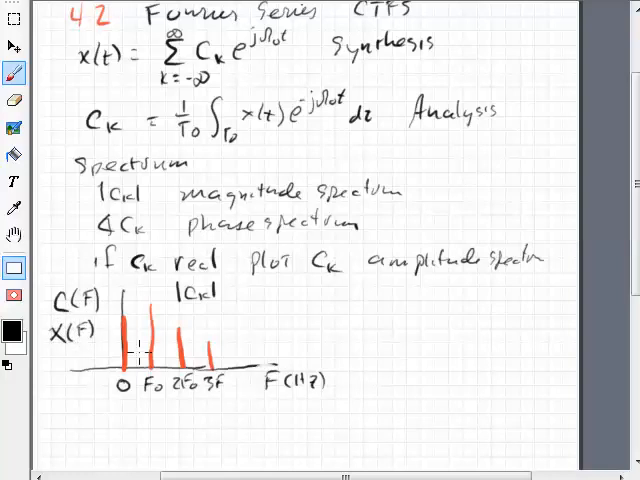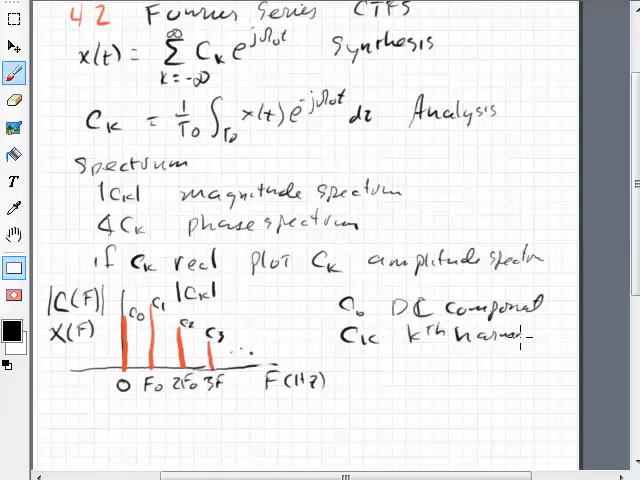Okay, so that's the C coefficients as a function of f, and as we go along, we'll gradually just call that x of f. So this is the magnitude. I should put magnitude bars there. This is C0, this is C1, C2, and C3, etc. All right, C0 is the DC component. And CK is the kth harmonic, corresponding to the kth harmonic frequency, KF naught hertz. Okay, so that's the kth harmonic, and that's the kth harmonic frequency.